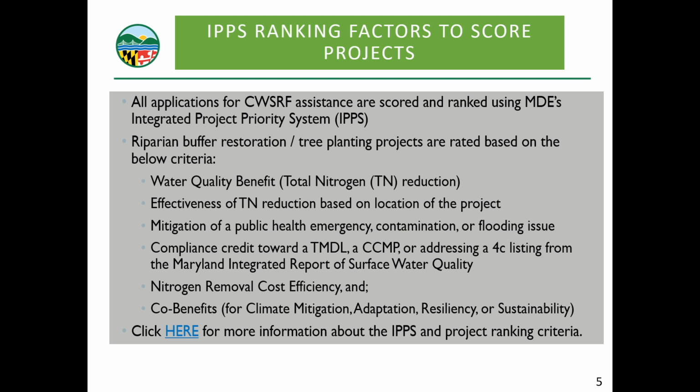SRF programs must rank projects seeking loans based on their environmental impact. Each SRF program can establish its own scoring and ranking criteria based on the needs in their state. Maryland uses the criteria listed on this slide to rank projects. One thing to note is that total nitrogen reduction and the number of acres restored are important ranking criteria for forestry projects seeking SRF assistance. You can find full information about the Integrated Project Priority System on MDE's website at the link provided in the PDF.